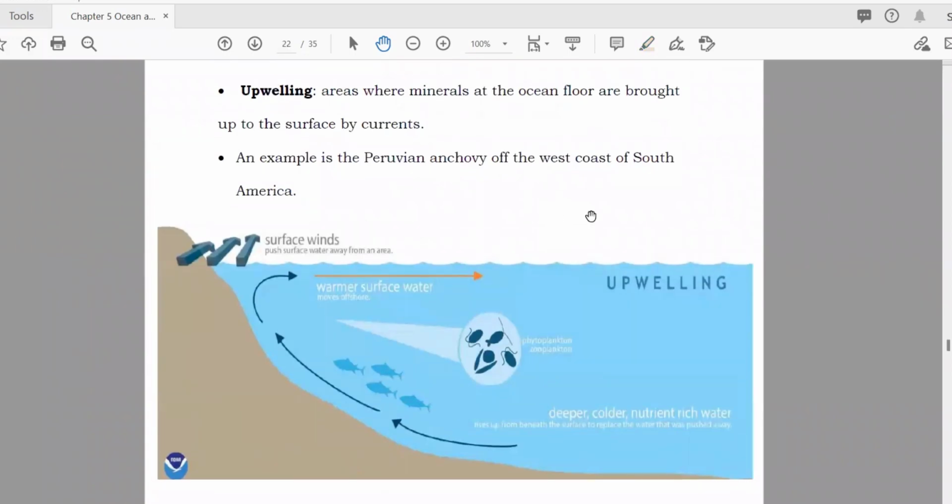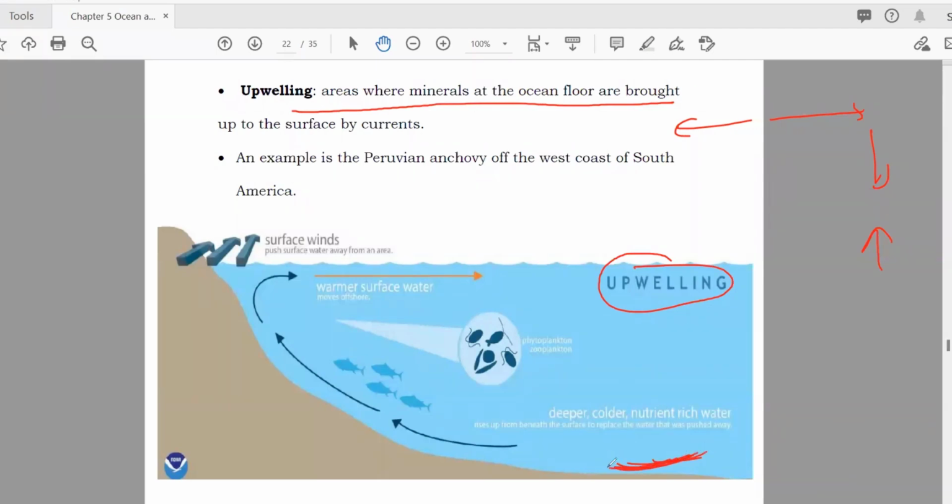Okay. Now, upwelling. Remember we discussed that the water is moving in two directions, horizontally or vertically. Vertically means up and down. So vertically moving up and down, that's known as upwelling. So in areas where the minerals are at the ocean floor, for example, here the minerals are here, due to this upwelling, the water will take them up.